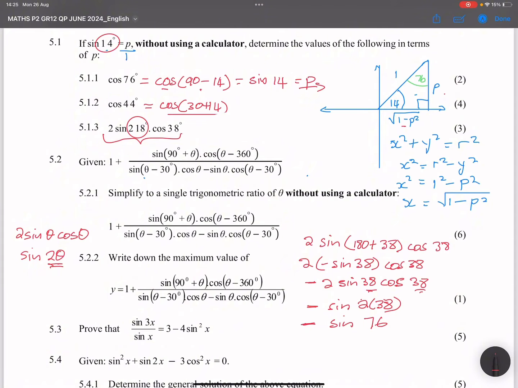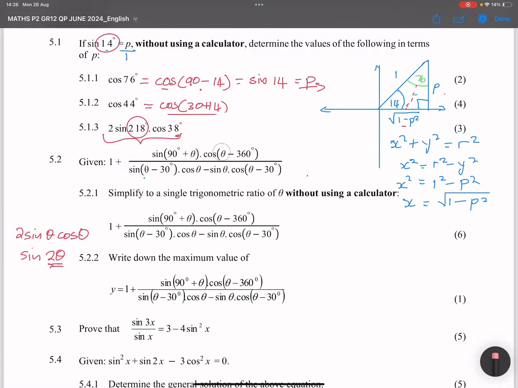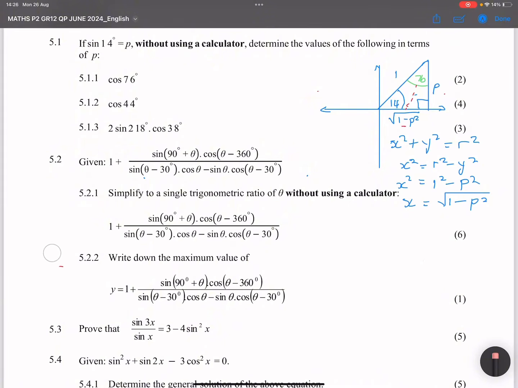Right, so if I say minus the sine of 76, sine is opposite over hypotenuse. So that would be minus the square root of 1 minus p squared over 1. Right, ladies and gents, that is really how the cookie crumbles for those guys there. I hope that you got it. That is how we would answer those questions. Right, now let's go to the next portion.